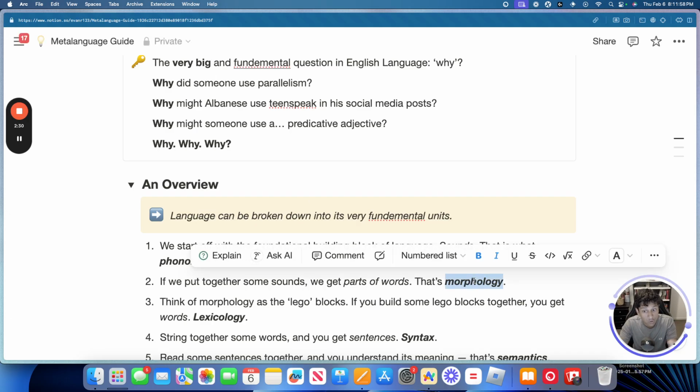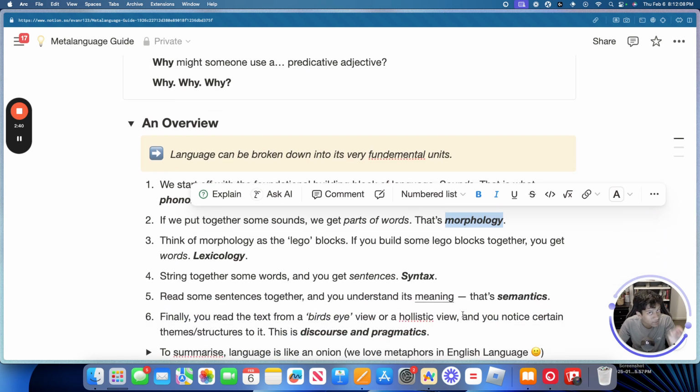And the Lego blocks, you put them together, you build parts of words together, you get words as a whole. So the study of words is called lexicology. We take some words, you string them together, you get sentences, you get phrases, you get clauses. That's called syntax. So it's the study of sentences. If you look at 3 or 4 sentences together, we get meaning. It gives us meaning to the certain thing that we're reading. We call that semantics. It's the study of meaning.